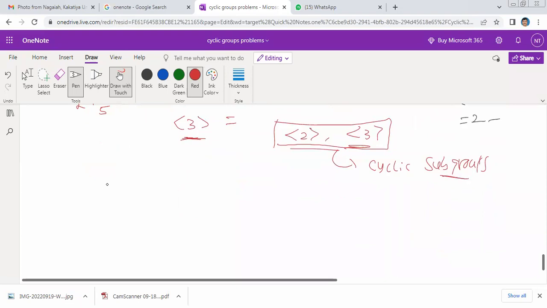Under multiplication modulo n, next is the unitary group Un. Do you know the Un notation? Un is the set of all elements x such that x belongs to the natural numbers, 1 less than or equal to x less than n, and GCD of x comma n is equal to 1.